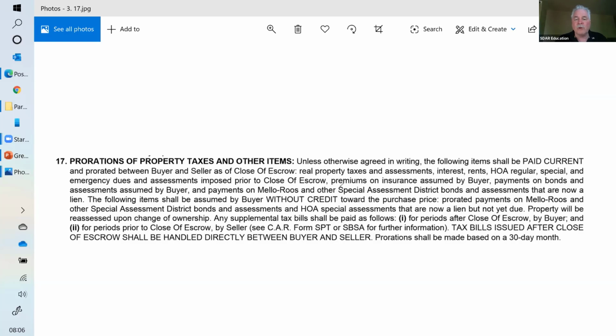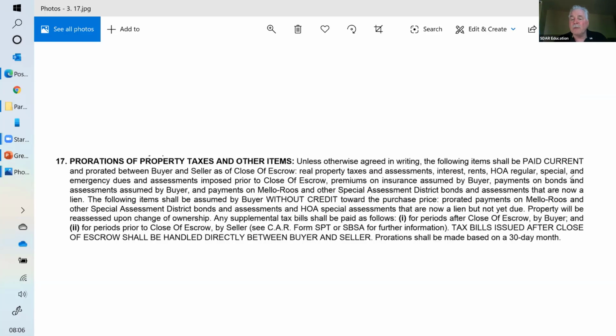Okay, premiums on insurance assumed by the buyer. So the buyer is going to assume a seller's insurance policy, okay, could be a home warranty, it could be a lot of things, then we're going to go ahead and prorate those premiums as well.